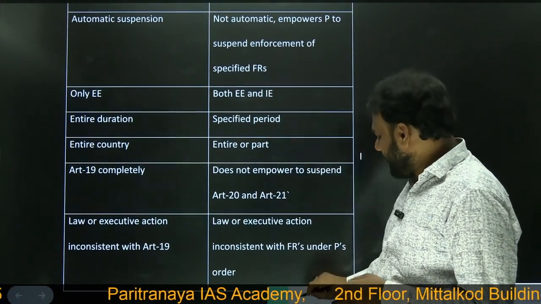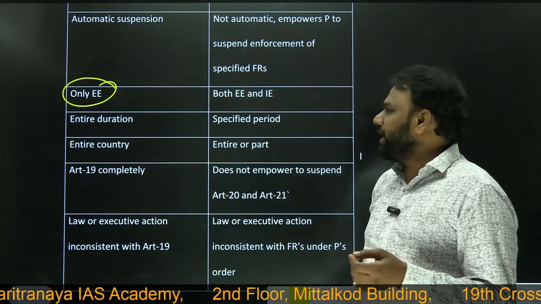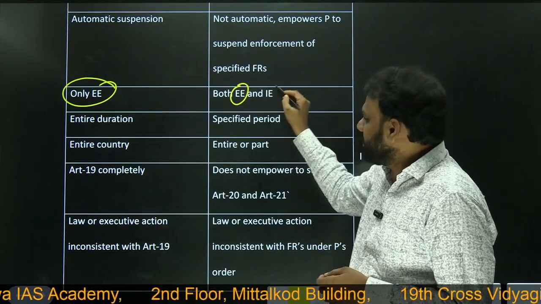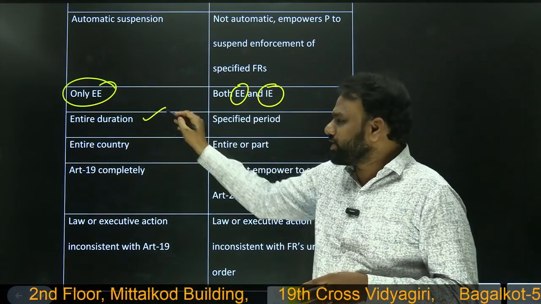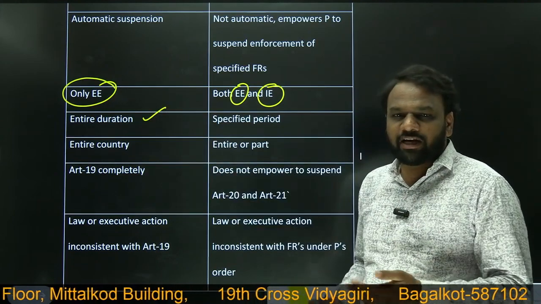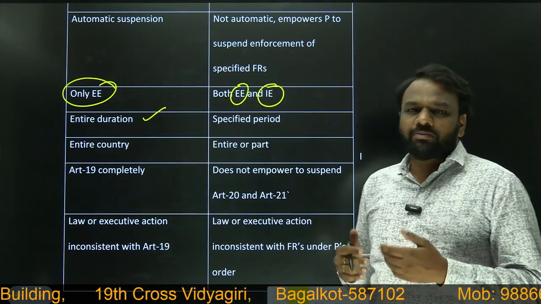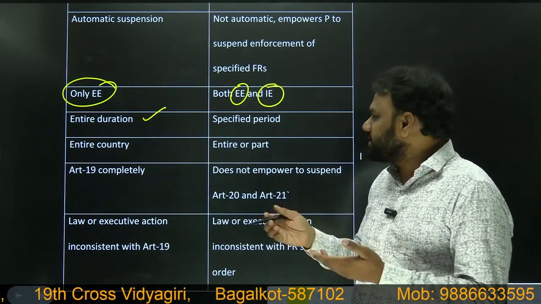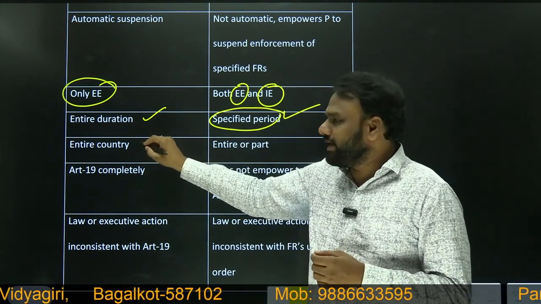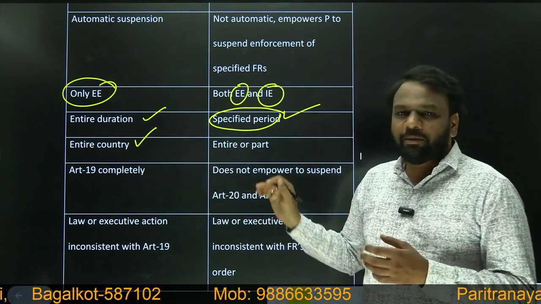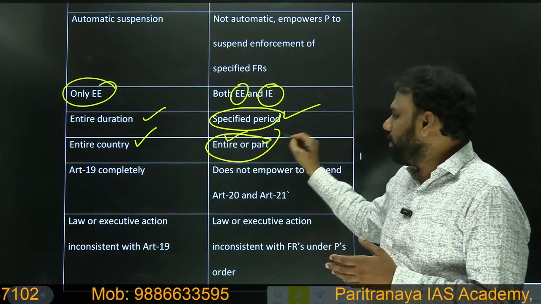Next, article number 19 can be suspended only during external emergency, whereas other articles except article number 20 and 21 can be suspended both during external emergency as well as internal emergency. Article number 19 will be suspended for the entire duration from the day the emergency has been declared until the day the emergency ceases to operate. Whereas in the case of suspension of other fundamental rights, the President explicitly mentions for how many days it will be suspended, for a specified period. Next, suspension of article number 19 extends to the entire country, whereas in the President's order we can mention to what part of the country it extends. So either it may be entire India or part of India.